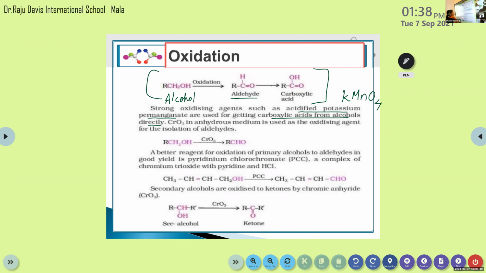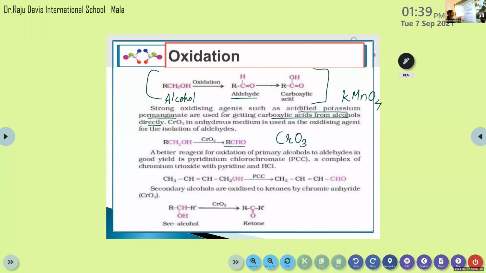And this CrO3, that is chromic anhydride. Using this chromic anhydride, the isolation of aldehydes is also possible. We can stop the reaction at aldehyde without going into carboxylic acid. So using KMnO4, the carboxylic acid is obtained directly. Using CrO3, we can oxidize this alcohol only to aldehyde without further oxidation. Depending upon the reagents used, the products will be different. If potassium permanganate is used, we obtain carboxylic acid directly. If CrO3 is used, aldehyde will be obtained.